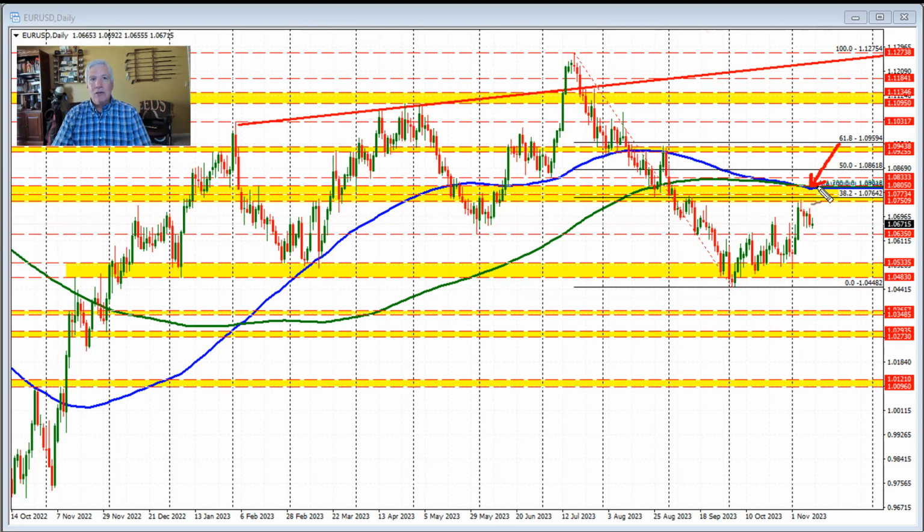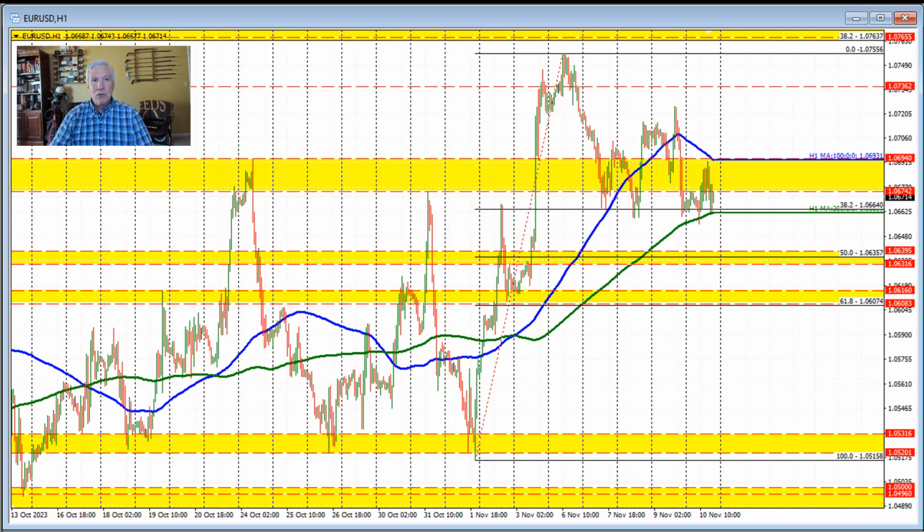So the daily chart is pretty clear and trading along technical levels. 38.2% retracement on the top side, 106.35, and then another swing area down here. A break above the 38.2, have the 100 and 200-day moving averages. Now, let's take a closer look at the hourly chart and see how that fits in.